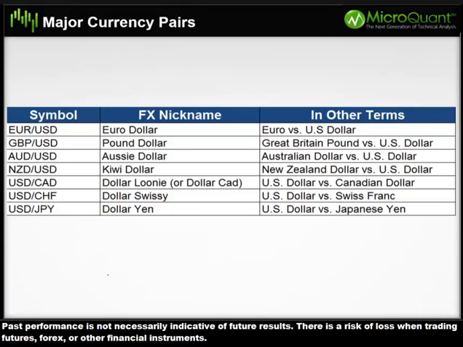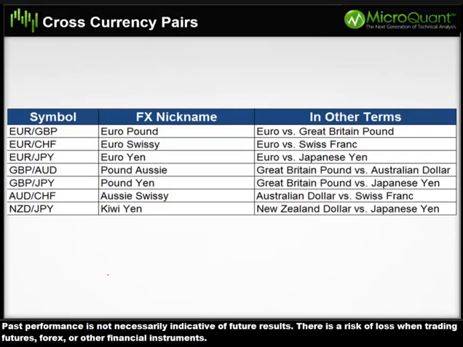So the FX nickname for those, you'll hear people say the euro dollar, the pound dollar. That's kind of how you'll hear things referenced. So when you say I'm long the dollar yen, you'll understand what they're actually meaning. It's the US dollar versus the Japanese yen, or the US dollar versus the Swiss franc, and that sort of thing. Now you also have many other currency pairs besides just these, obviously. Pairs that aren't paired up with the US dollar are called cross-currency pairs.